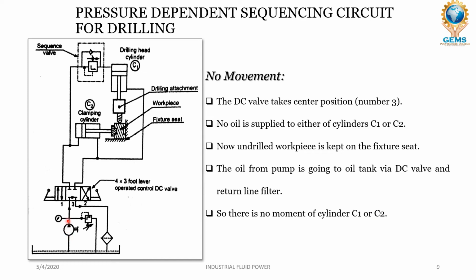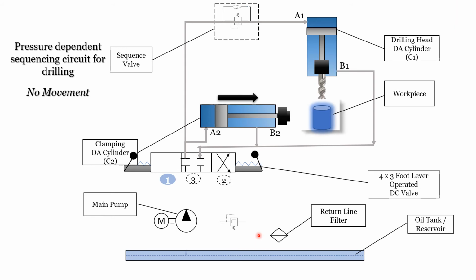The oil from the pump simply returns to the oil tank through the return line filter. This is the return line filter. So there is no movement in cylinders C1 and C2. Let's see how this is happening. Check this. Oil from the tank is pumped by the main pump. It simply goes back to the oil tank through the return line filter. No movement will happen. These two positions are stopped, which means hold position or no movement position.